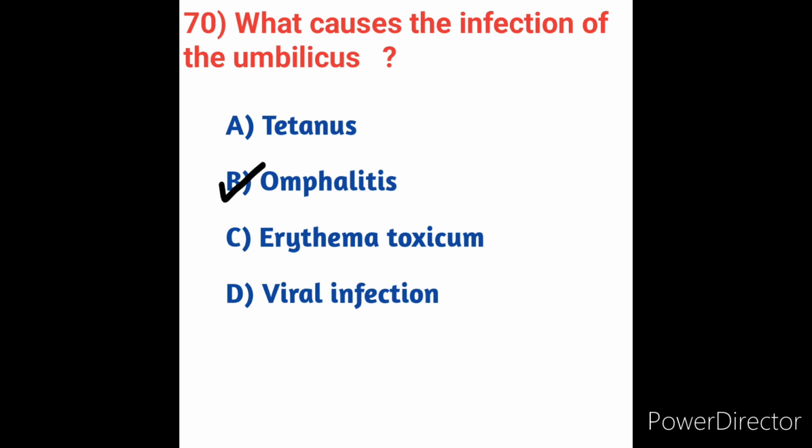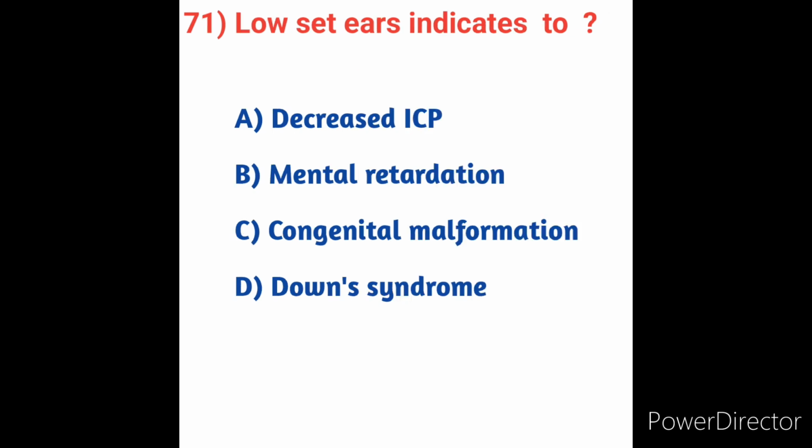Next we will move on to question number 71. Low set ears indicate which of the conditions? Option A, decreased ICP. Option B, mental retardation. Option C, congenital malformation. Option D, Down syndrome.